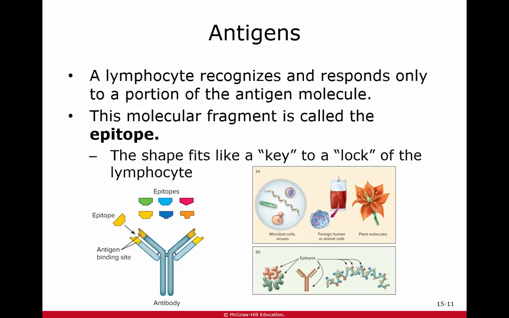Now, a lymphocyte recognizes and responds to just a small portion of the antigen molecule, and that molecular fragment is called the epitope. You see down there the epitopes in green and blue and pink and orange and the dark blue and the yellow. The shape of the epitope fits like a key to a lock in the lymphocyte, and you can see where it binds to the antigen presenting site, and it needs to fit into that specific site.